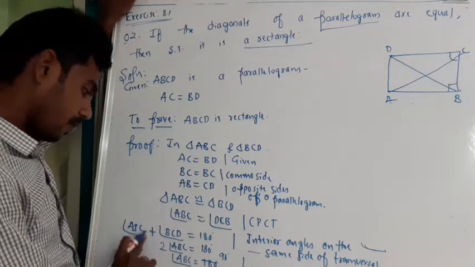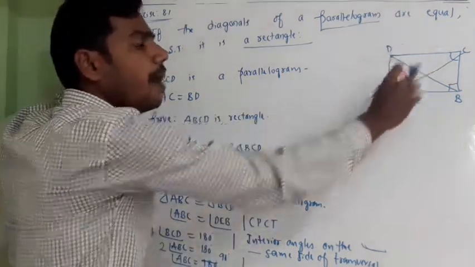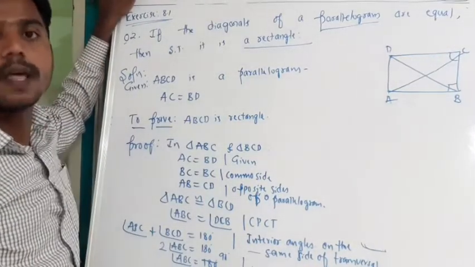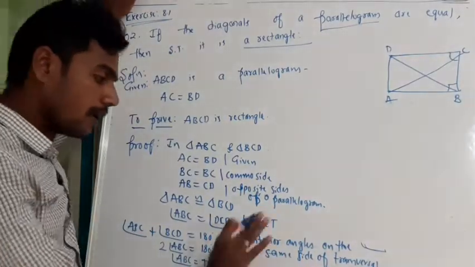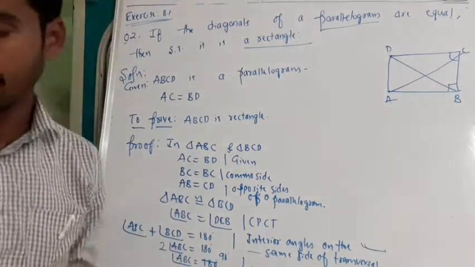So with this we were able to prove one of the angles of a parallelogram is equal to 90 degrees. Hence we concluded that the parallelogram is a rectangle. Please note this down.